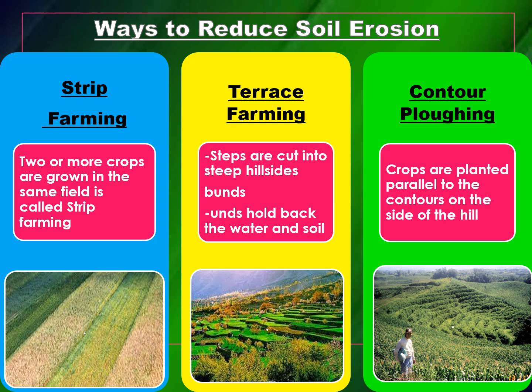Then we have contour ploughing. Contour ploughing is an agricultural technique where ploughing is done parallel to the contour lines of the land. This method helps reduce soil erosion on slopes by slowing down water runoff, allowing water to infiltrate and minimizing the formation of channels that can lead to soil loss. Contour ploughing is an effective soil conservation practice, particularly on hilly terrain.